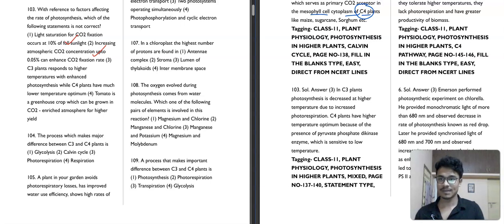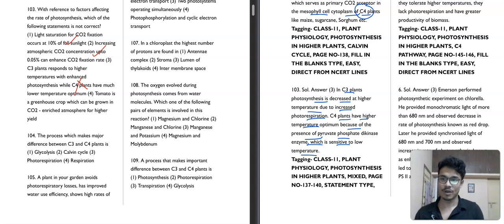Then it is saying that C3 plants respond to higher temperature with enhanced photosynthesis, while C4 plants have much lower temperature optimum. This is not correct. In C3 plants, photosynthesis decreases at higher temperature due to increased photorespiration, because C3 have photorespiration, C4 doesn't have photorespiration. C4 plants have higher temperature optimum because of the presence of pyruvate phosphate dikinase enzyme, which is sensitive to low temperature. This statement is not correct.